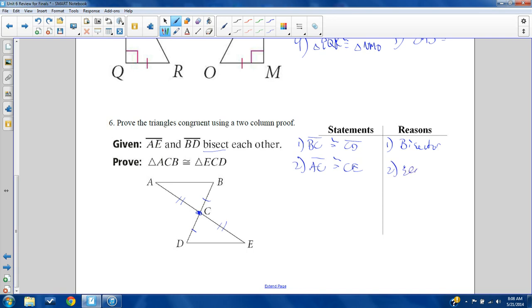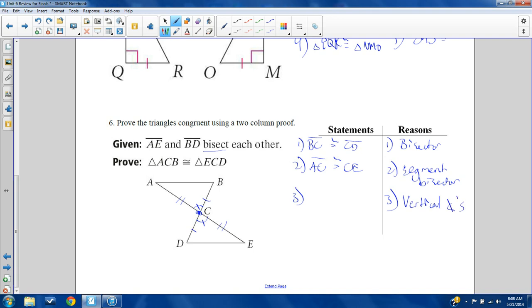Bisector. Really, segment bisector. I want to get in a habit. And finally, I don't know these lines are parallel. Yeah, they look parallel, but I don't know that. But what I do know is that this is a straight line. And I do know that this is a straight line. And when straight lines intersect, they create vertical angles. They create them here, but those aren't in the triangles. They create them here and here. And as we know from our angle relationships and properties, vertical angles are congruent. So right now I'm just going to put vertical angles to make sure you know that's what we're looking at.